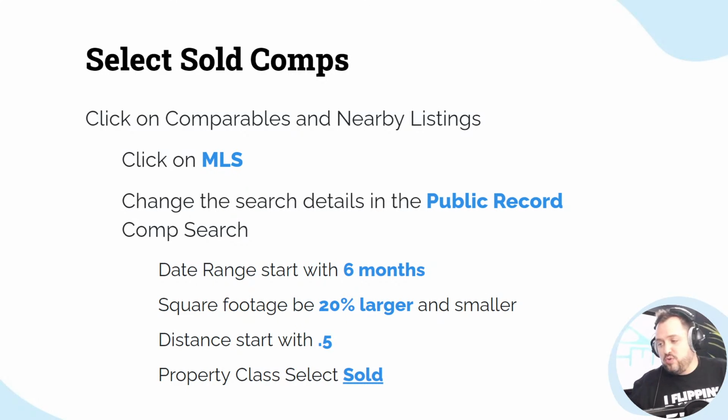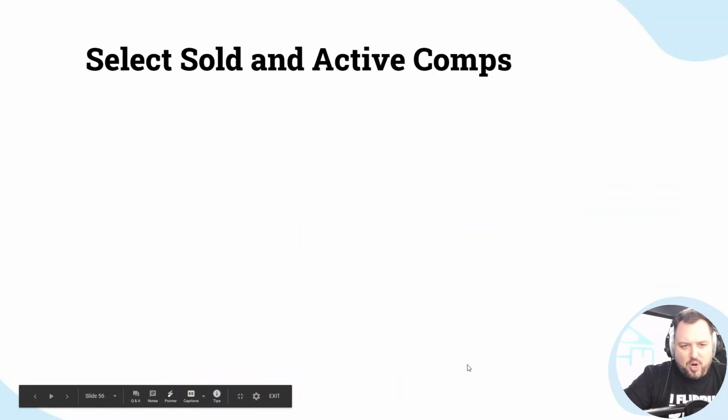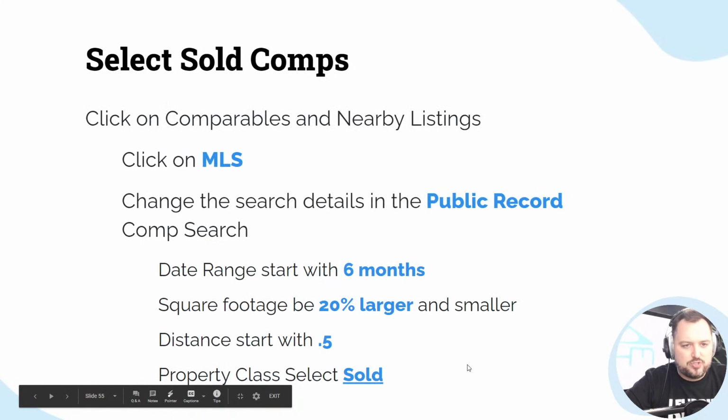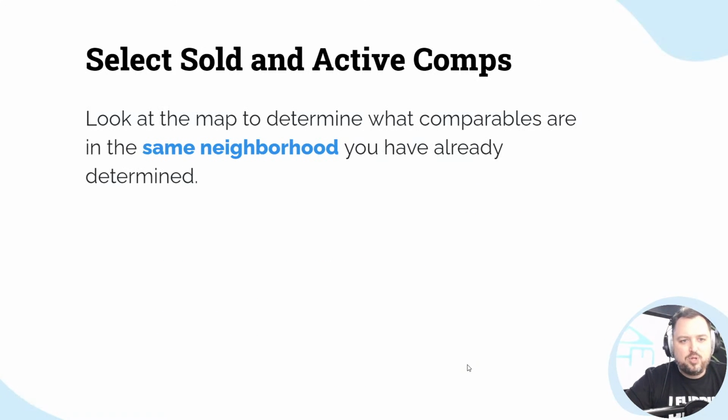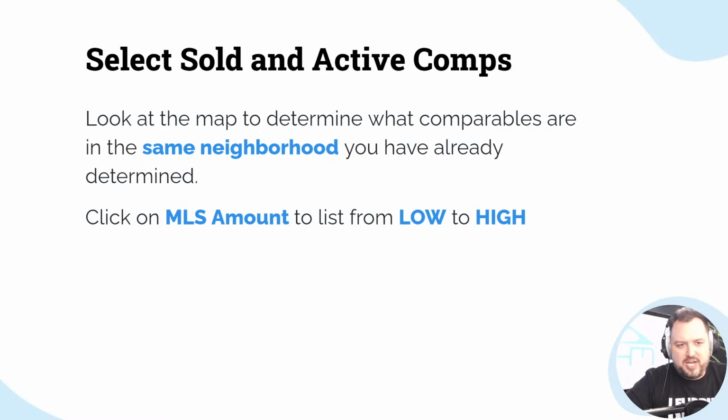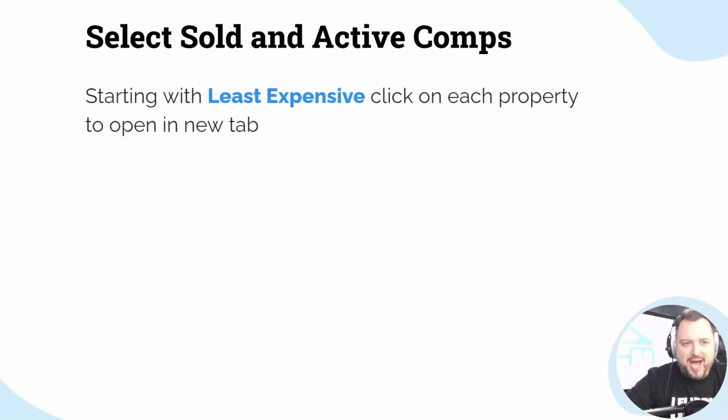You just exclude those comps as you're going through. Property classification, we looked at solds at first. Then, looking at the map and determining the comparables in the same neighborhood, we make the determination. We click on the MLS amount. We look from high to low.